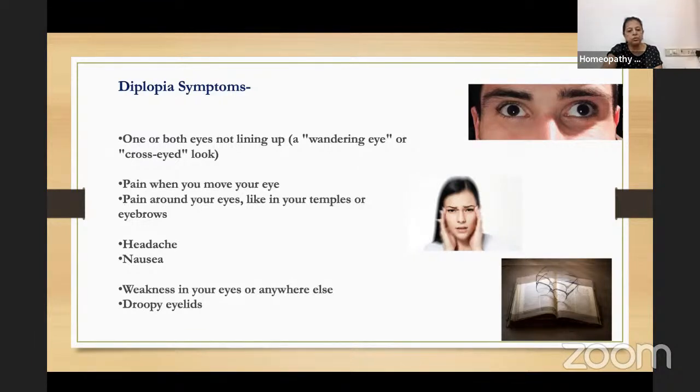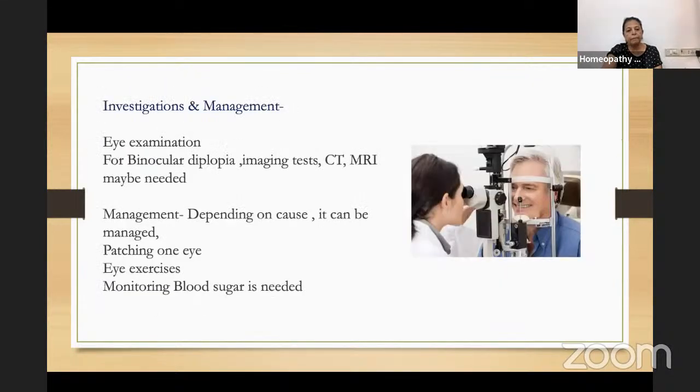Depending upon the cause, you will see all other signs, like myasthenia gravis signs, ptosis, and about Graves' disease also, you will see all other signs. So only by examination will you have an idea. And if required, you might have to go for a CT or MRI to find out the cause.